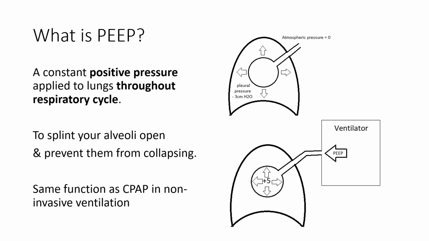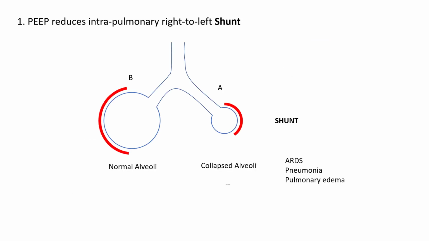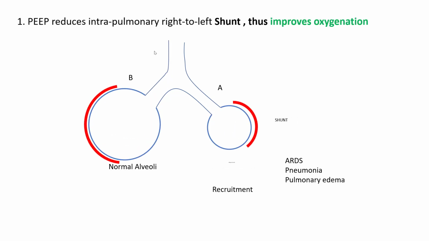So PEEP is a constant positive pressure which is applied throughout the respiratory cycle, and this helps you splint your alveoli open and prevent them from collapsing. Mostly the PEEP reduces the intrapulmonary right to left shunt, which is the commonest cause for hypoxemia in diseases such as ARDS, pneumonia, pulmonary edema, and atelectasis. Giving PEEP recruits the alveoli and thus lessens the shunt.